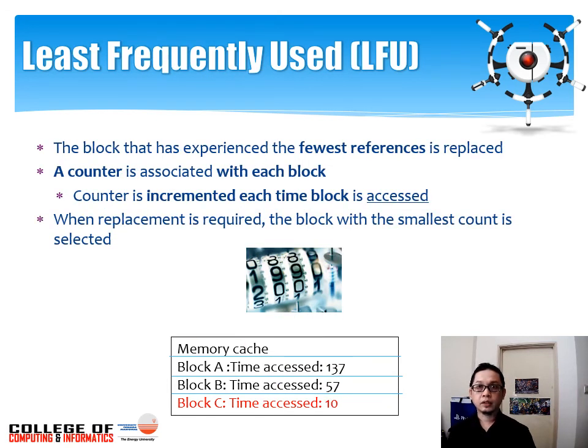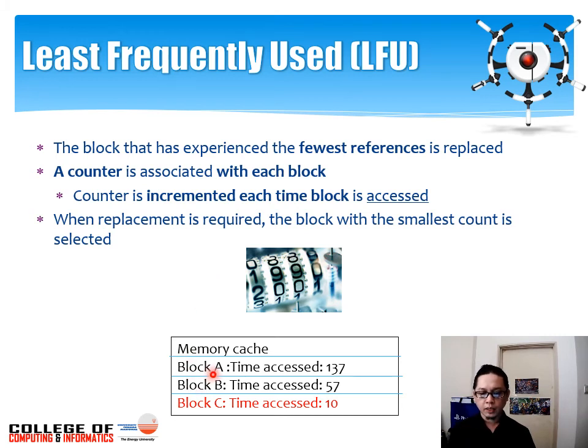For the least frequently used, the block that has experienced the fewest references, meaning it has not been used for the longest, will be swapped out and replaced by the new block of data. Each time a block in the memory cache is referenced, a counter accumulates to record how many times that block is being used inside the memory cache.